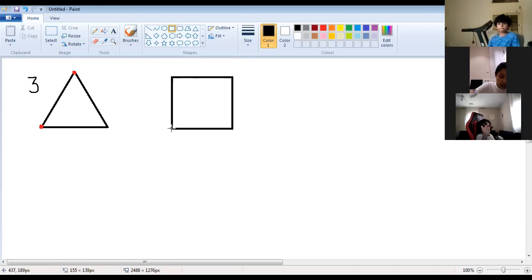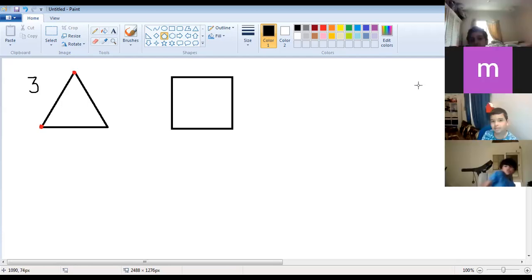Then what is that? This is a square. Okay, so look, how many sides for the square? Four. Boys, how many sides for a square? Four. Yes, Saleh.